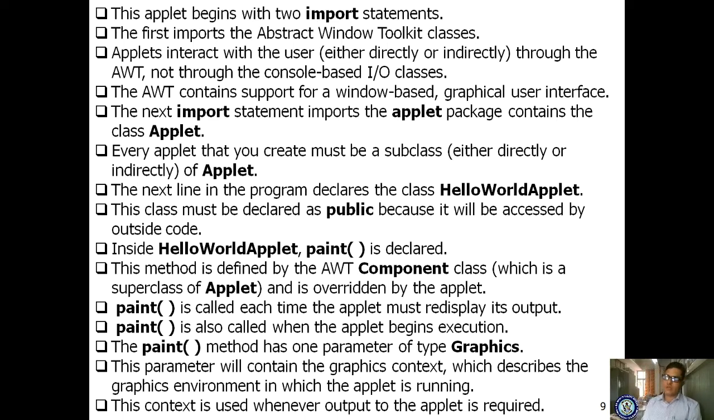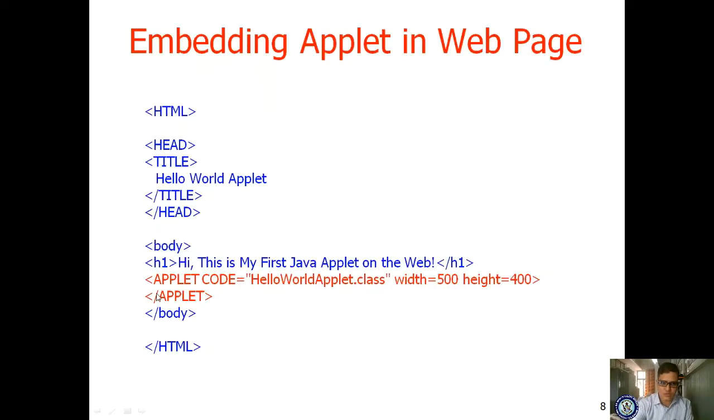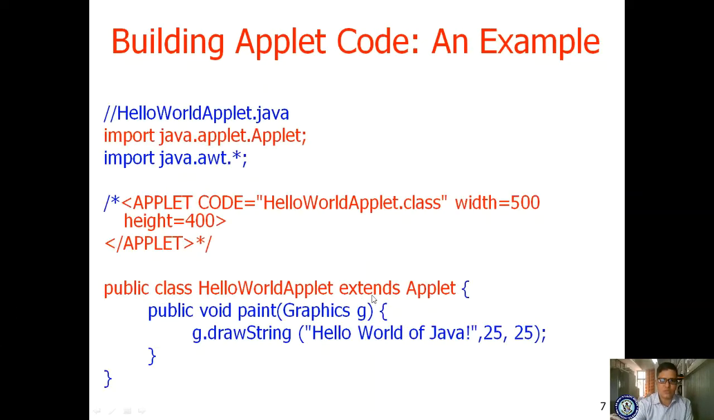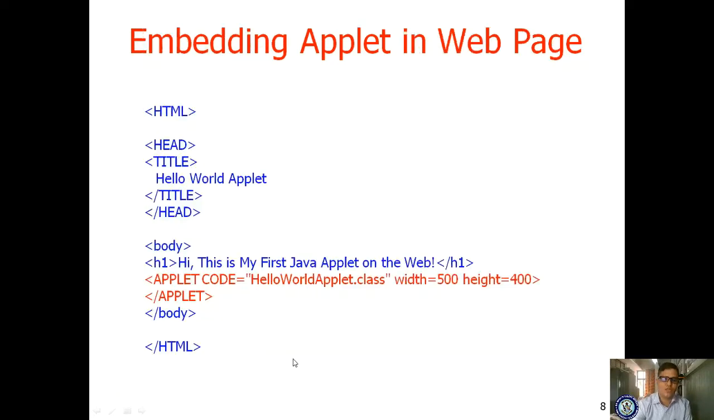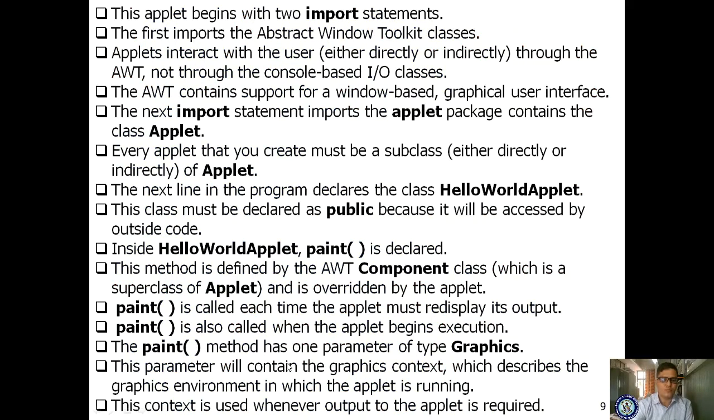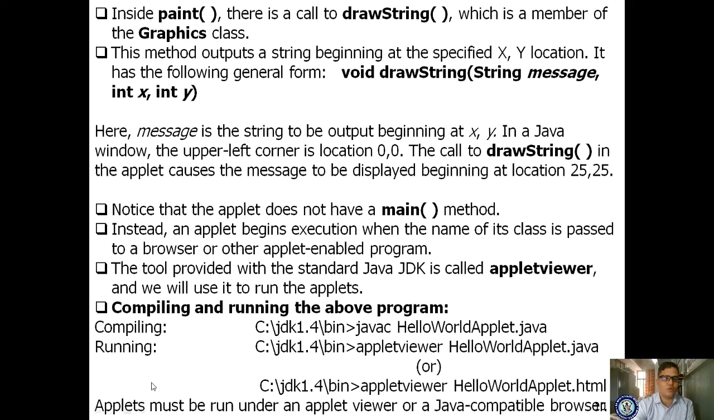When we are using g.drawString, please observe here g.drawString is there. So this is the parameter. By using this parameter, you are using the built-in method drawString. The main purpose of the drawString method is to display the content. So that is the context it is using. Whenever the output of the applet is required, we are using the context of this Graphics object.